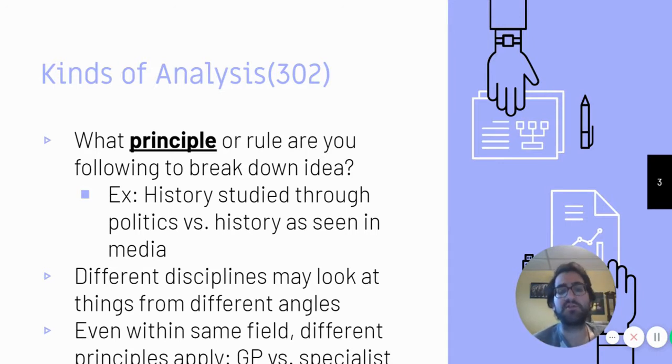Different disciplines will also look at things from different angles. So a good example might be with this coronavirus, right? Some people are looking at it from a healthcare standpoint. I would look at it obviously from that standpoint, but also as an educator, that's different, which is different from a political standpoint. These are all different principles of analysis, and that's why sometimes people can't talk to each other because they're using a different principle.